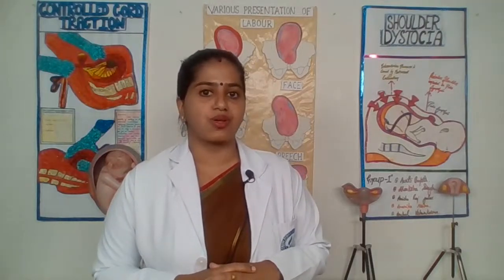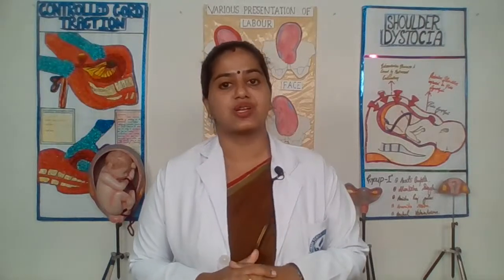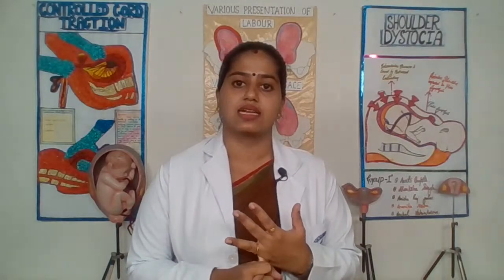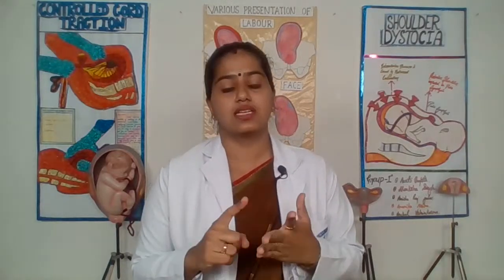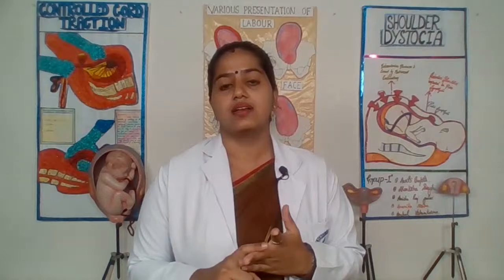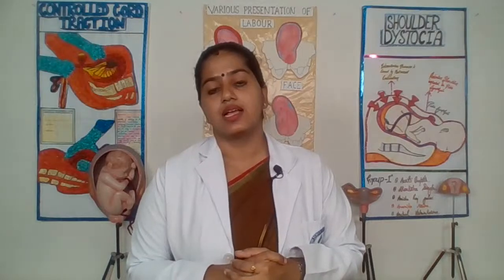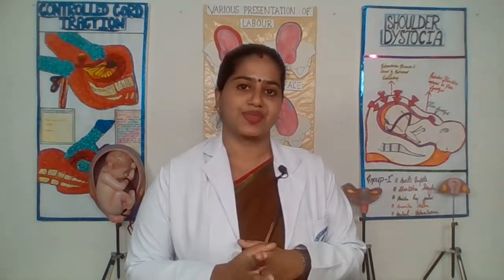So I hope you are clear about today's topic. We have seen what malpresentation is, the different types of malpresentation, the incidence, and the causes. What are the types of malpresentation? Vertex presentation is the normal one; other than vertex, there is face presentation, then brow presentation. Then we have seen breech presentation, shoulder presentation, compound presentation, and unstable lie.